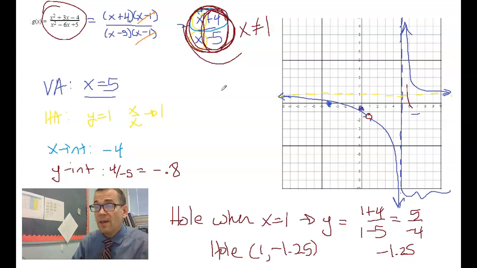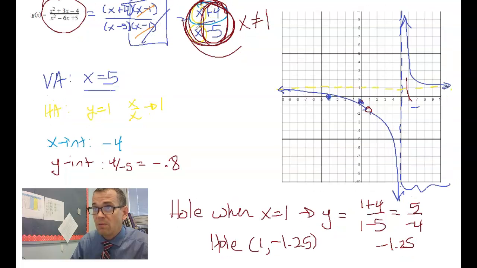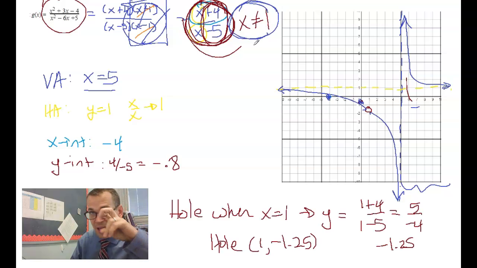If you have a hole, that happens when you had a common factor that got canceled out. That tells you there's an x value that you're not allowed to use. But you can take that not allowable x value and plug it into the reduced function to find an appropriate y value and plot a hole at that point. Good luck.